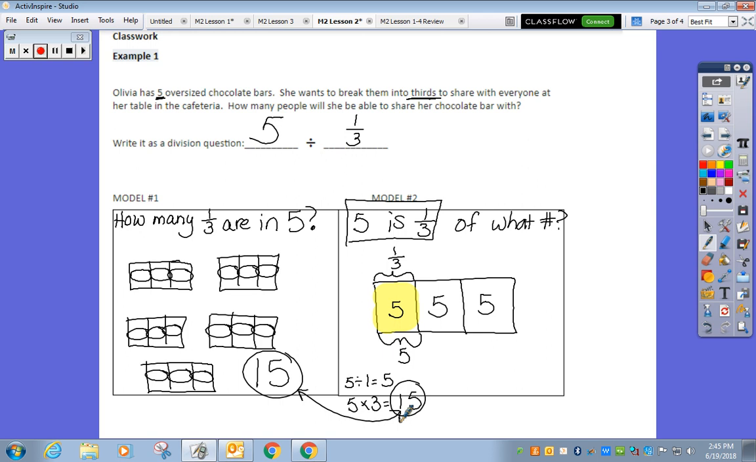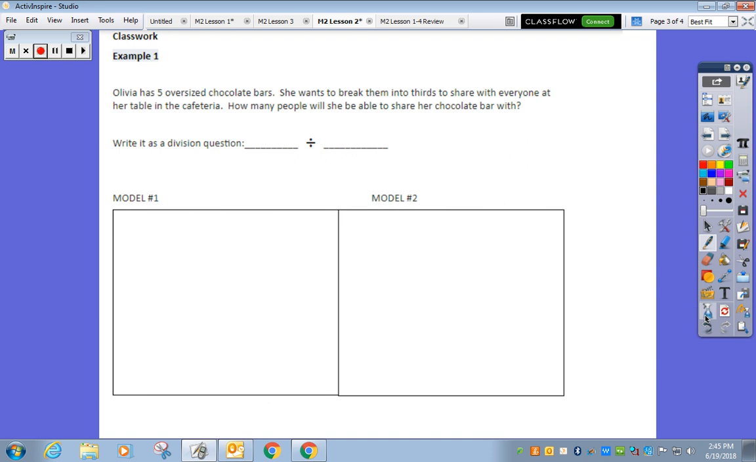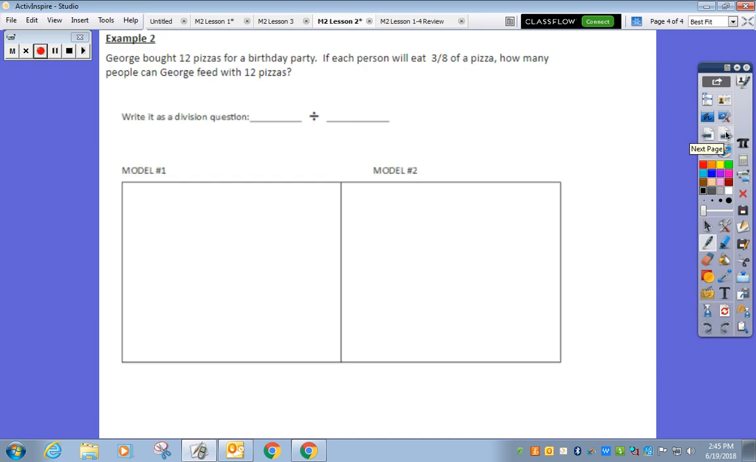Okay, we're going to look at another example. And this example is really going to help us distinguish which model is going to be easier to use for any type of problem where we have a whole number divided by a fraction. So in example 2, it says George bought 12 pizzas for a birthday party. If each person will eat 3/8 of a pizza, how many people can George feed with 12 pizzas? So we're starting with the 12 pizzas. We're splitting it up into 3/8 parts. Each person will eat 3/8.